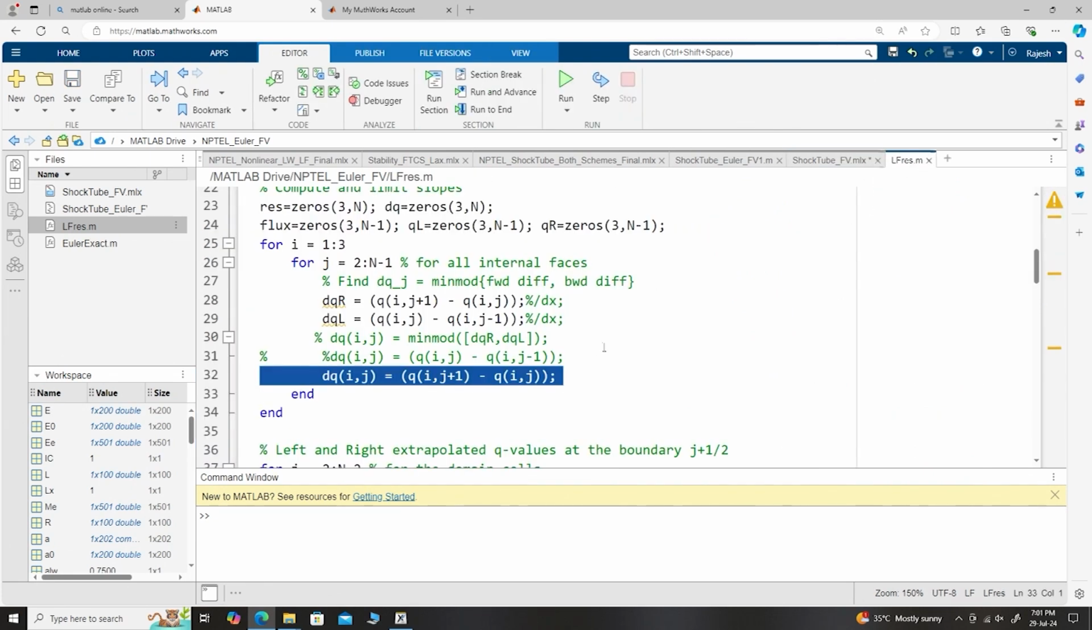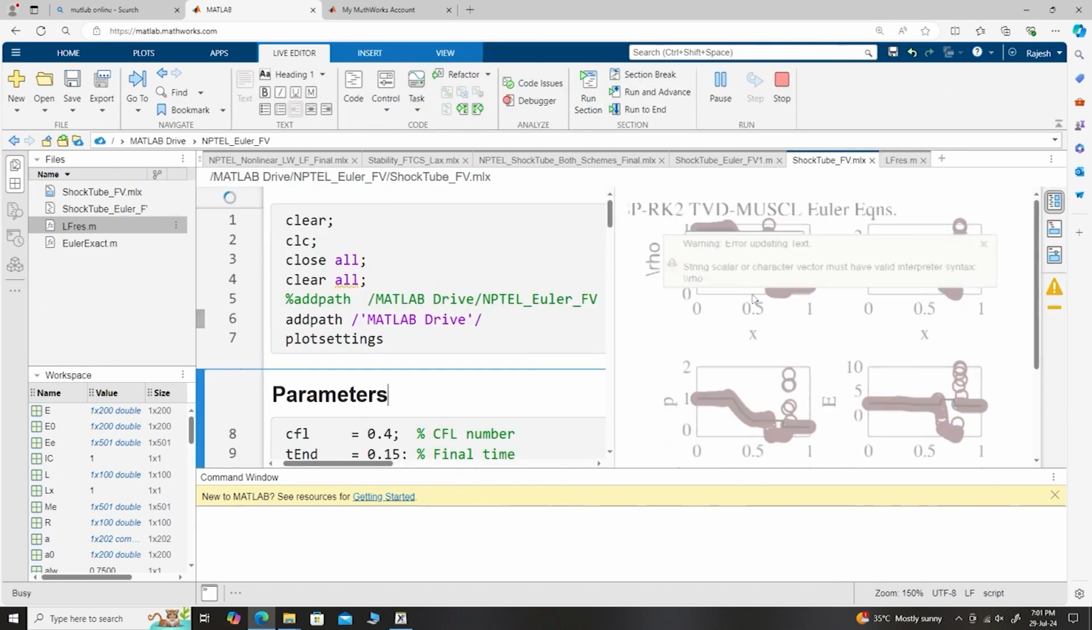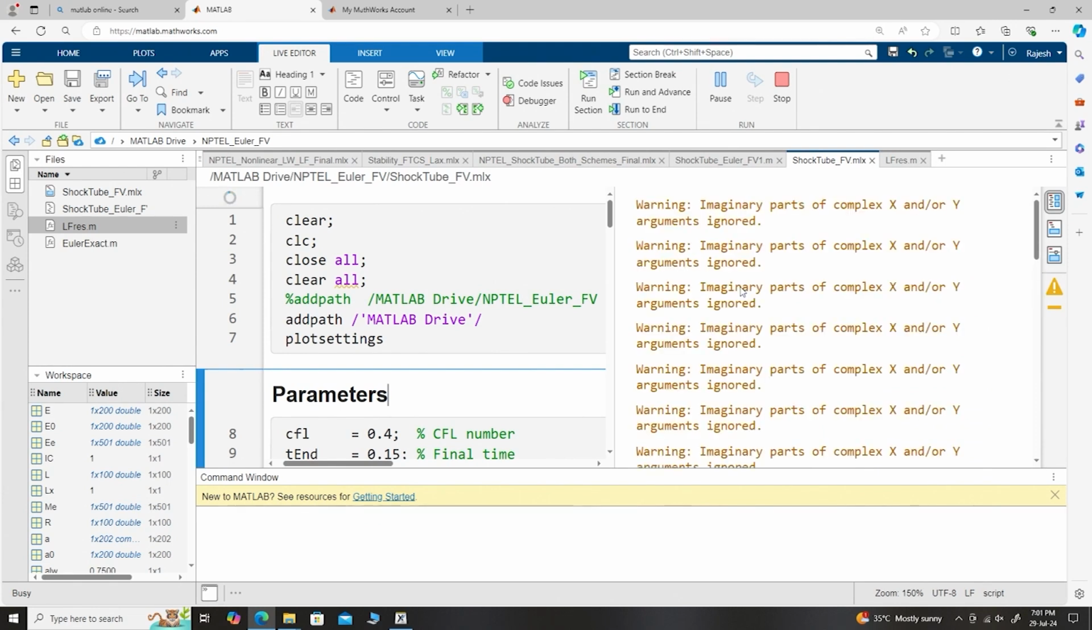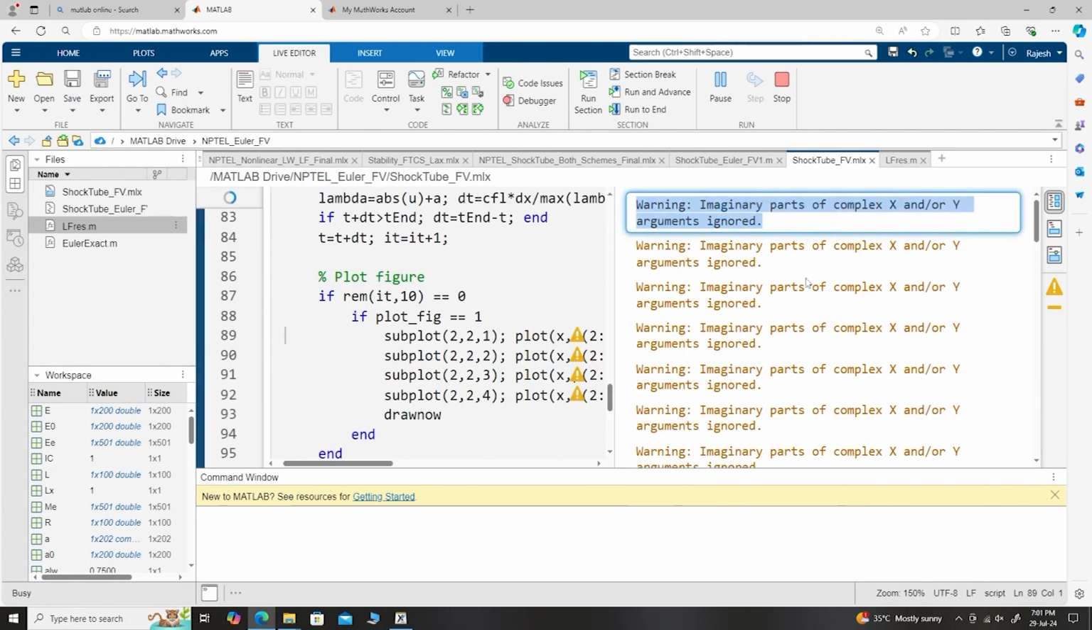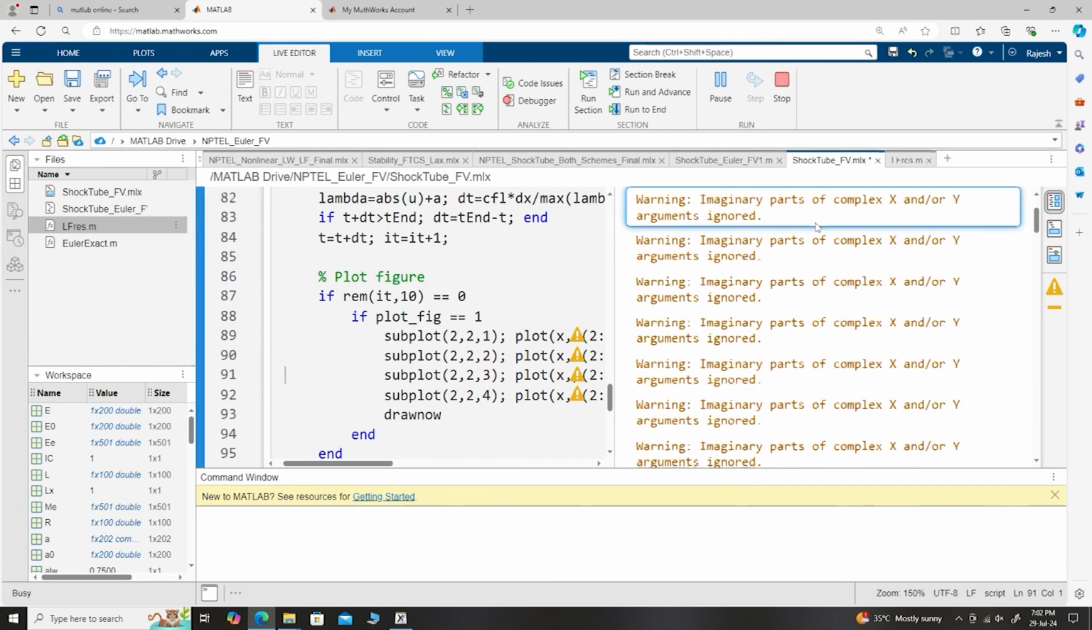You can try, let us say, only using the left one. I think that will also blow up quite fast. In fact, it may not run also. Let me just see. Okay. So, what I am doing is calculating the gradient from the left. It may quickly blow up. Yeah, you see imaginary parts of the complex. So, it actually becomes a complex number. Okay, so this is the issue we have.